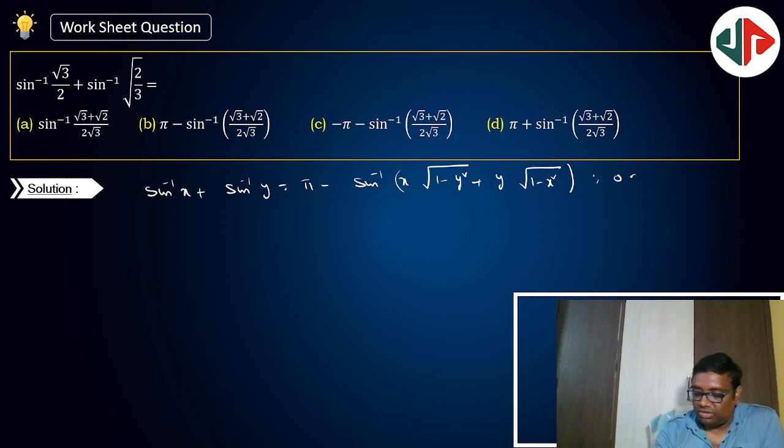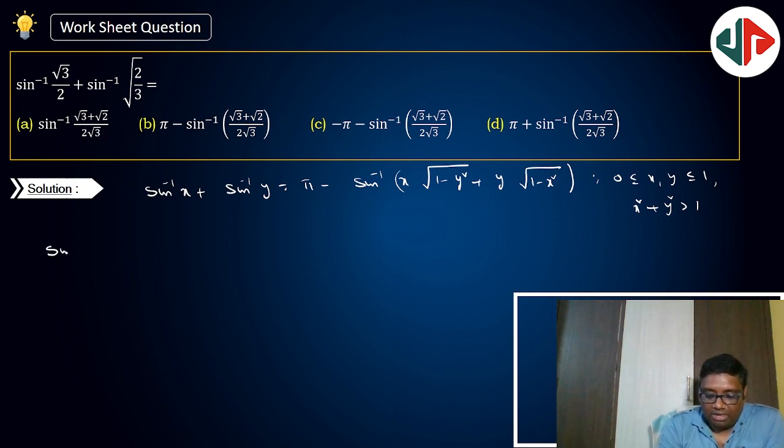Conditions are 0 less than or equal to x comma y less than or equal to 1 and x square plus y square value is greater than 1. So x square plus y square means 3 by 4 plus 2 by 3, which is greater than 1. So then we have to apply the formula.